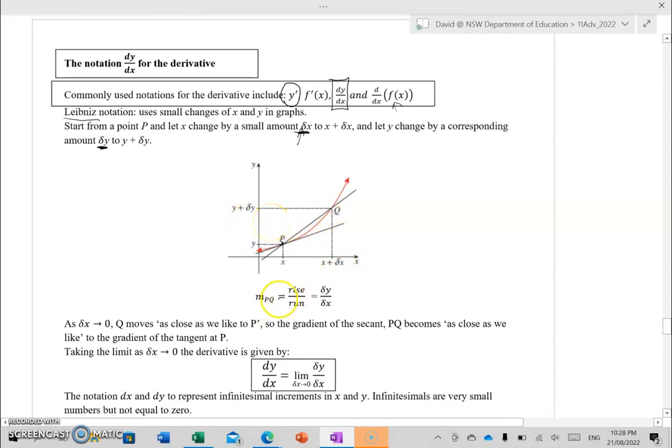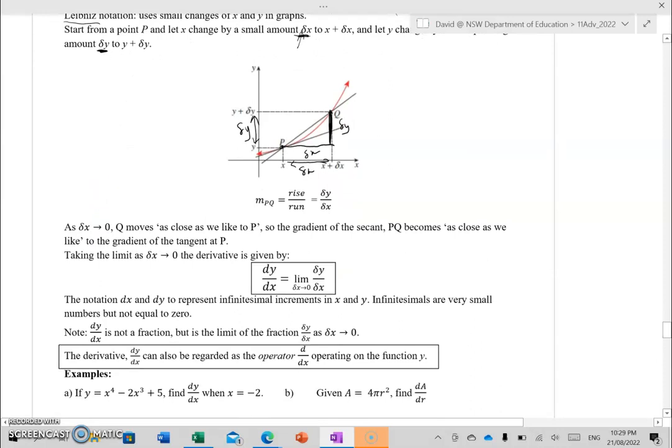If you look at the gradient, which is the rise over the run, of this secant line that goes through P and Q, the gradient of the secant line is going to be the rise, which if you look at this distance here, is delta y, over the run, which is this distance here, delta x. So the rise is delta y, run delta x. So he got that the gradient of the secant line is delta y over delta x.